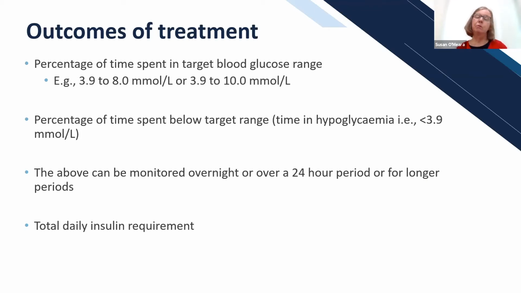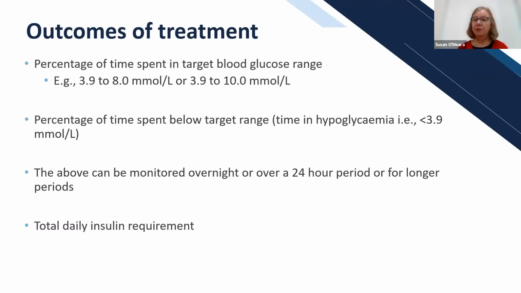So one thing that's measured is the percentage of time that the patient spends within what's considered the normal blood glucose range. So this is sometimes called the target range. And for type 1 diabetes, the aim would normally be between 3.9 to 8 or 3.9 to 10 millimoles per litre. And the reason I've got two different ranges there is because there are different definitions of a normal range for diabetes.